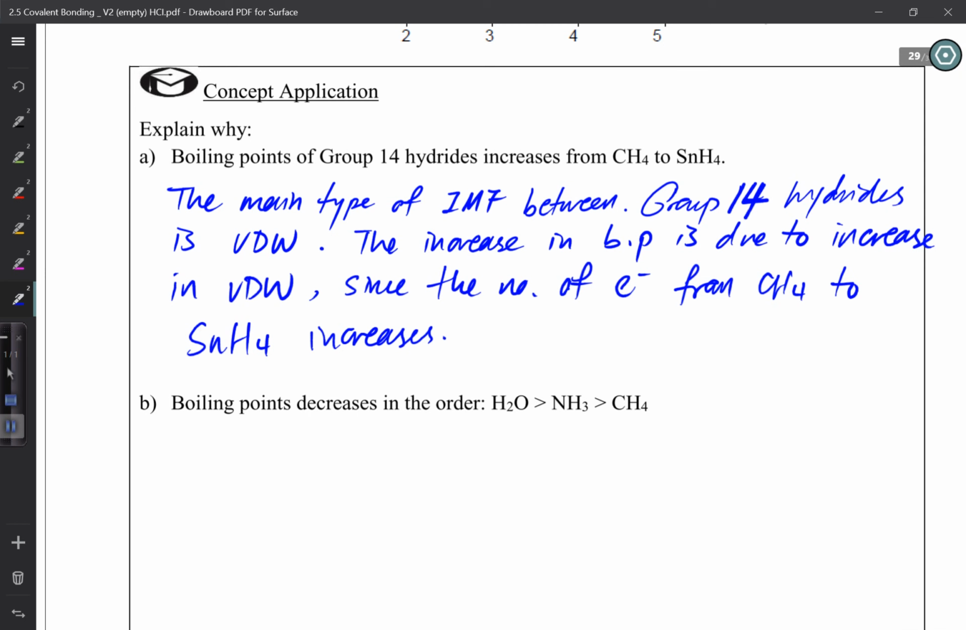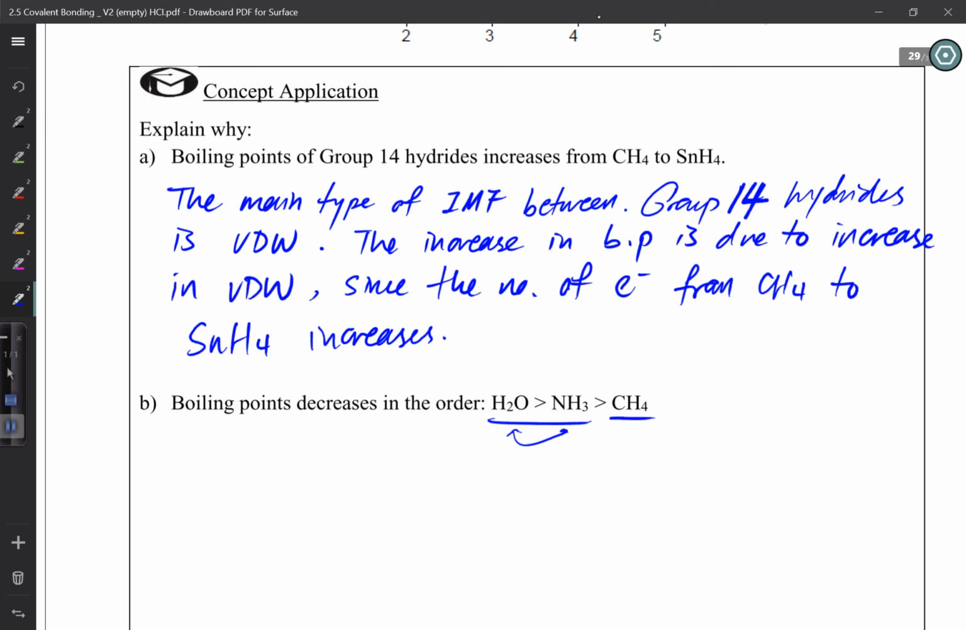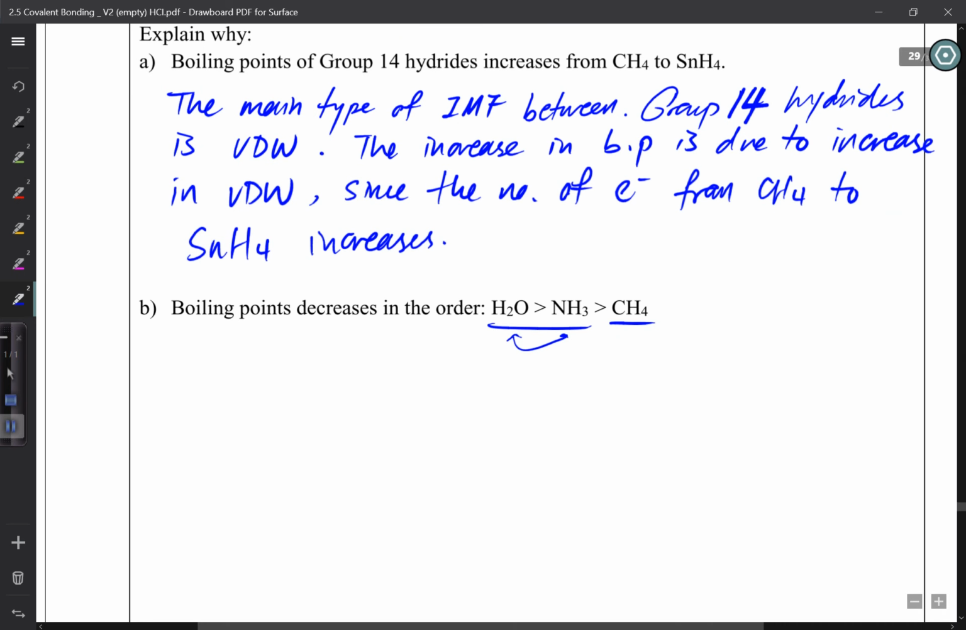So next one, why does boiling point decrease in the order H2O, NH3 and CH4? First you have to say that CH4 has van der Waals forces, these two have hydrogen bonds, and then you have to compare these two. Why does this one have a stronger hydrogen bond than this one? Just now already mentioned, right? Because O is more electronegative based on the trend, which I already taught you as well. So first we settle this versus this.